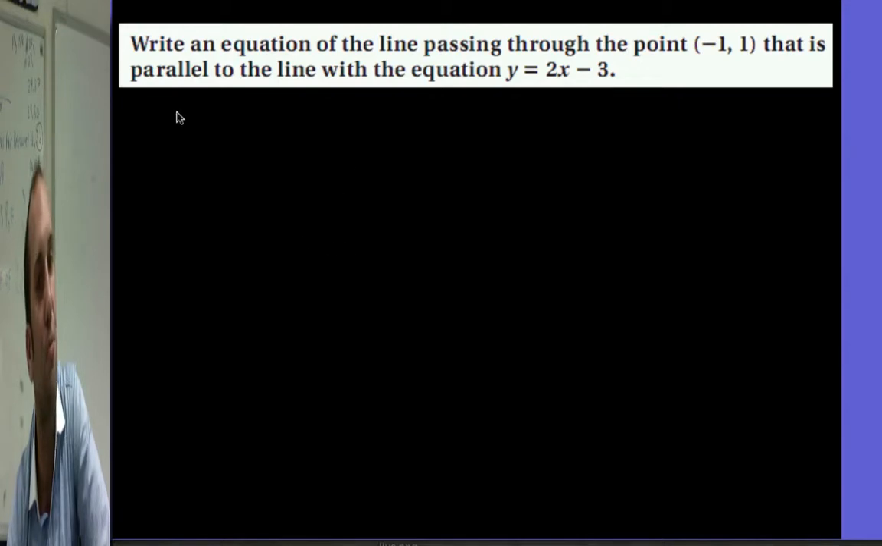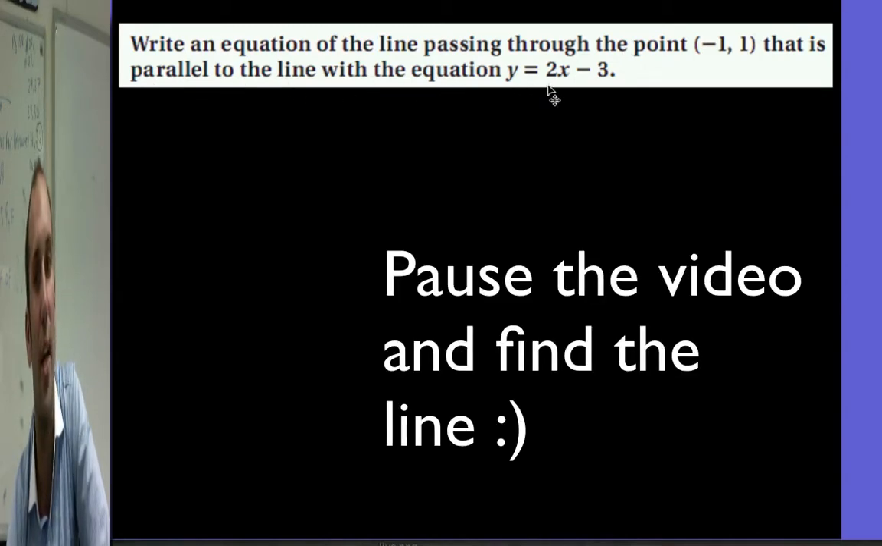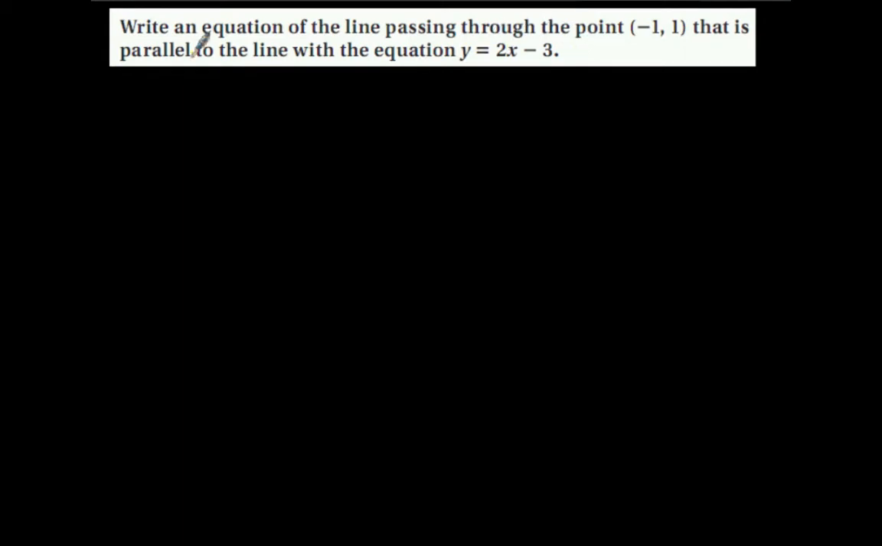Okay, I want you to write an equation of a line passing through the point negative 1, 1 that is parallel to the line with the equation y equals 2x minus 3. So go ahead and I'll actually show you how to do it. First, we got to find out that this line is parallel. So it's going to have the same slope as that line.